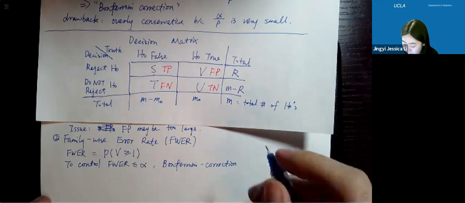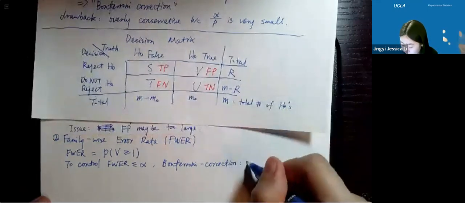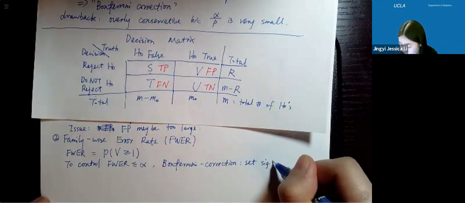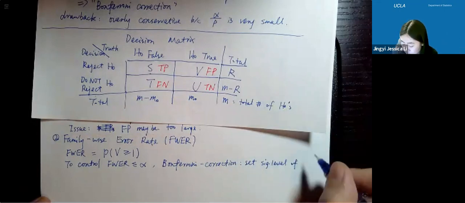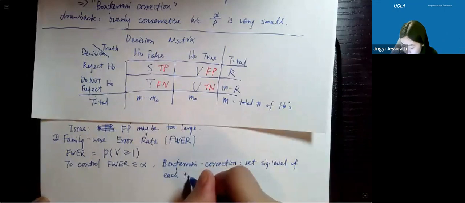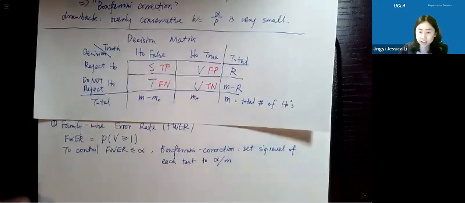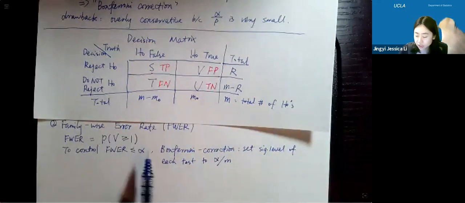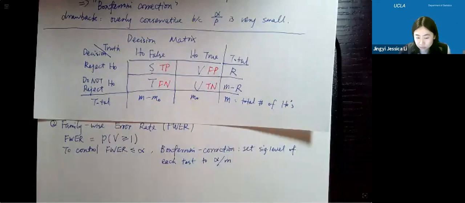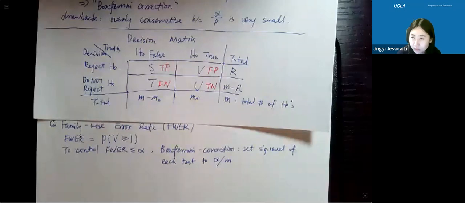So we said the Bonferroni correction is very simple to implement. It's basically to set the significance level of each test to alpha divided by m. That is, you divide, say, 5% by the total number of tests. So this is very stringent, and you can be very safe in terms of not having too many false positives. But the issue with this is that it's often too stringent. That is, this number is too small, so you do not make any rejection.